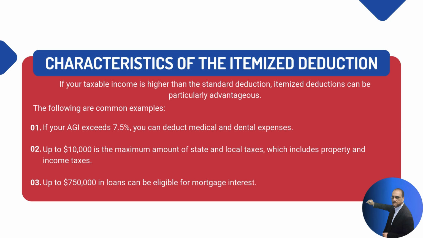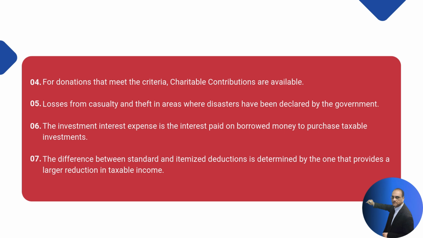Generally, we use these types of itemized deduction, which I'm going to share with you one by one. Number 1, if your AGI, or adjusted gross income, exceeds 7.5%, you can deduct medical and dental expenses. Number 2, up to $10,000 is the maximum amount of state and local taxes, which includes property and income taxes. Number 3, up to $750,000 in loans can be eligible for mortgage interest. Number 4, for donations that meet the criteria, charitable contributions are available. Number 5, losses from casualty and theft in areas where disaster has been declared by the government. So again, losses from casualty and theft.